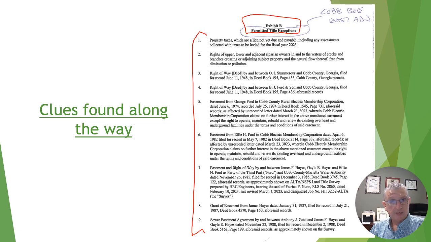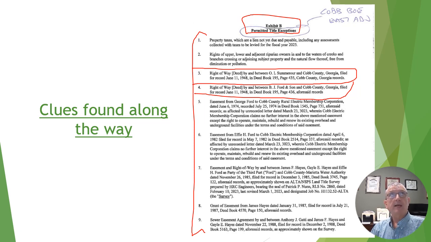Particularly of interest, as we will discuss in a different lecture on right-of-ways, is wow, here is a 1948 right-of-way deed to Cobb County. That may be very valuable. Kudos to this attorney, because he went back more than 70 years to find this right-of-way deed. Found another one here. There are easements.